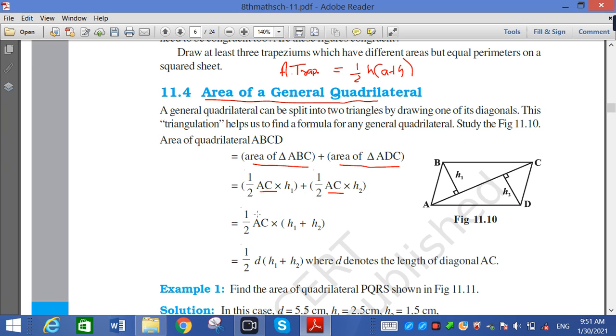So you have to take the common factor outside. So half into AC, in bracket H1 plus H2. That is half into d (h1 plus h2). So area of trapezium is half h (a plus b), and area of quadrilateral is 1 by 2 d (h1 plus h2). That is the second formula.